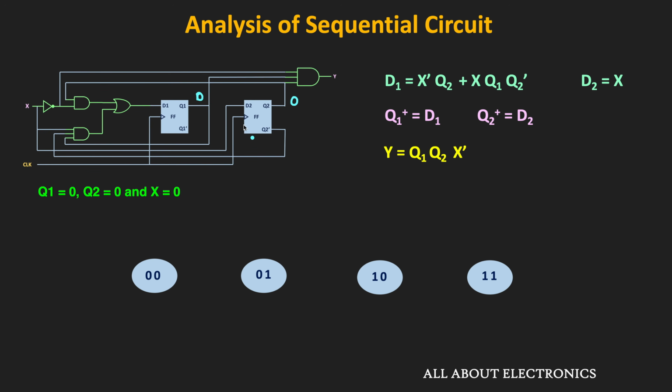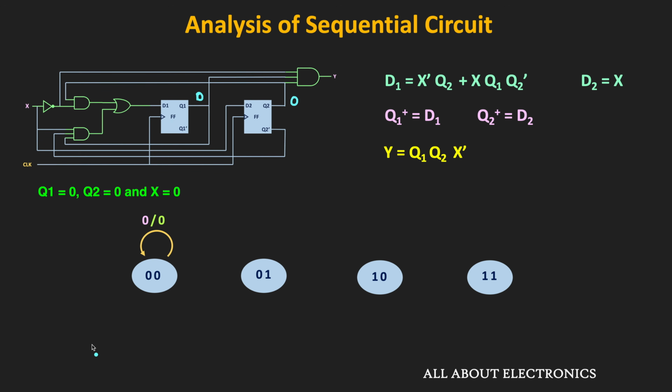So now let us see what happens when the input X is equal to 0. So as per these equations, when the input X is equal to 0, then this D1 will be 0, while the D2 will also be equal to 0. And since both D1 and D2 are 0, so in the next state, the circuit will remain in the same state. And here, based on the present inputs Q1 and Q2, this output Y will also remain 0. So we can say that when the circuit is in 0-0 state, and when the input X is equal to 0, then the circuit will remain in the same state.